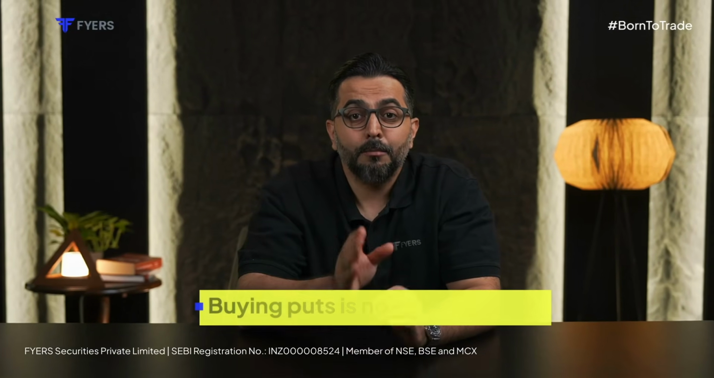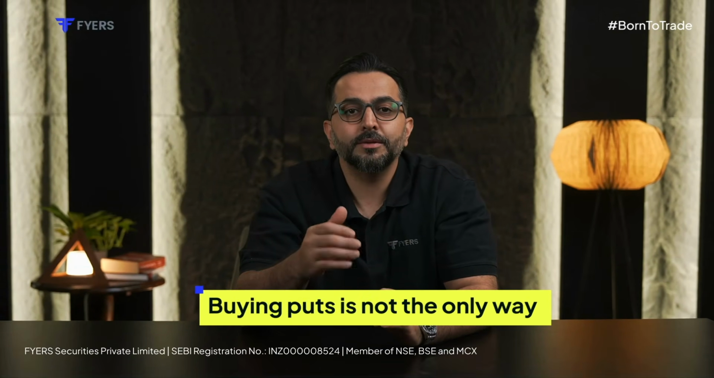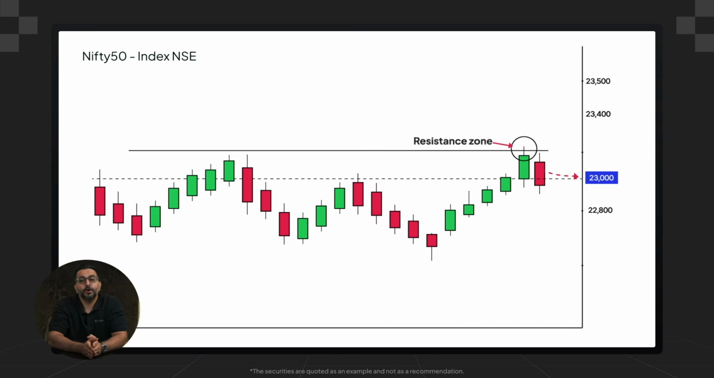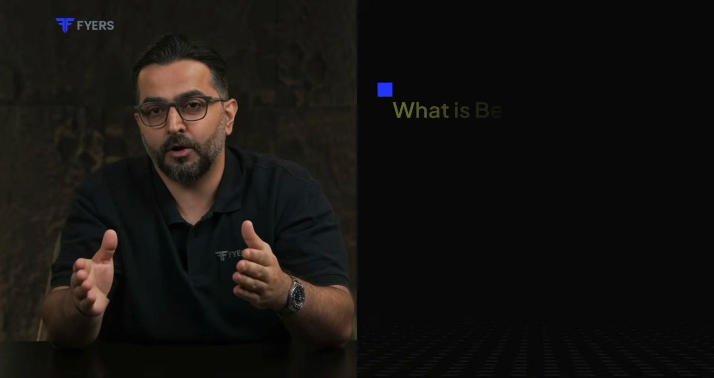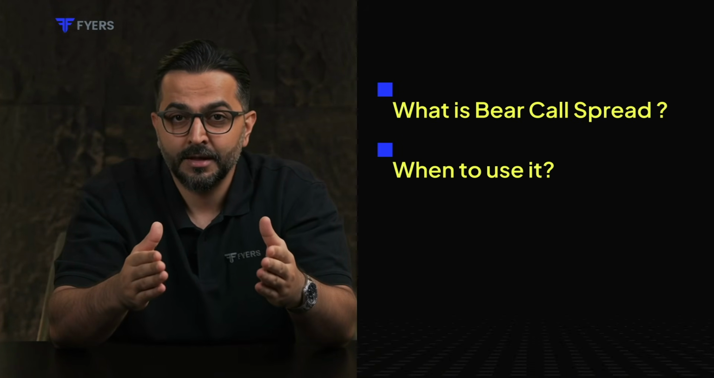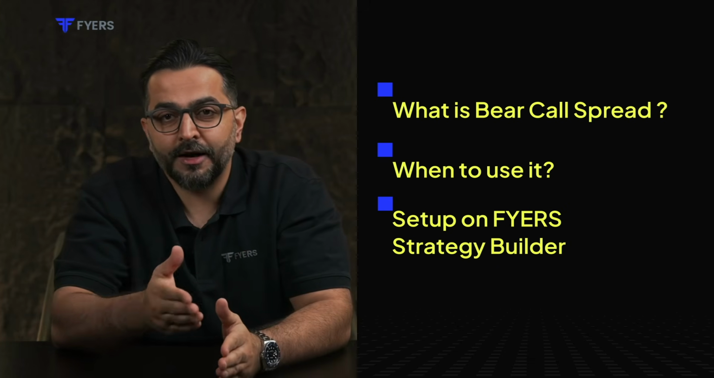When you expect the market to stay below a certain level, buying puts is not the only way to take a bearish view. You can also sell a call option near resistance and buy another call above it to limit your risk. That is the idea behind a bear call spread. In this video, I will explain what a bear call spread is, when to use it, and how to set it up on FYERS Strategy Builder.